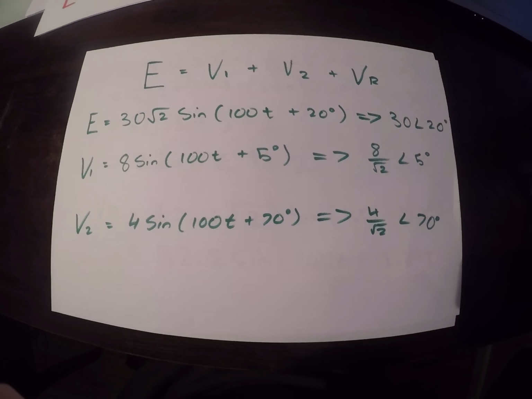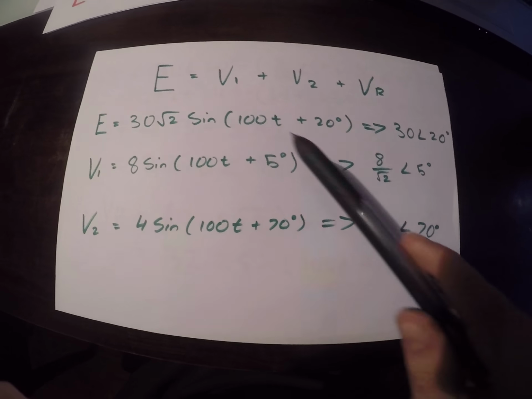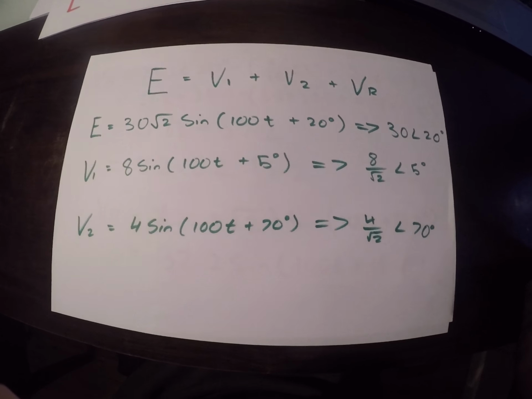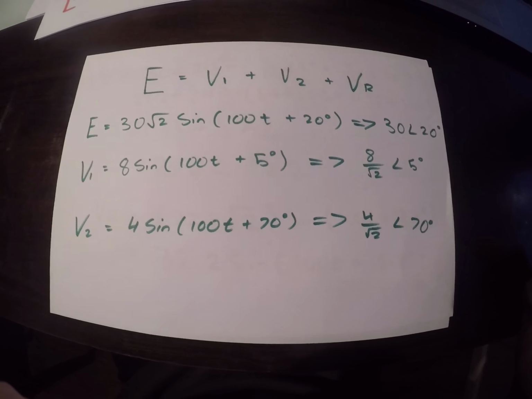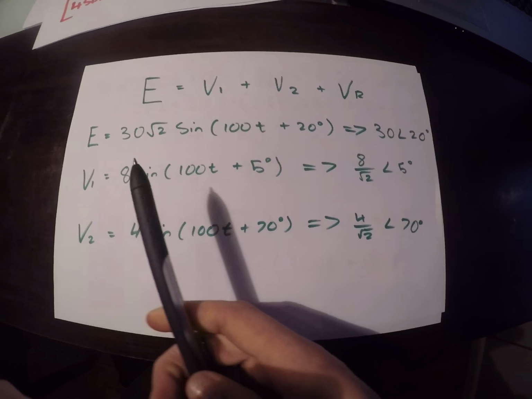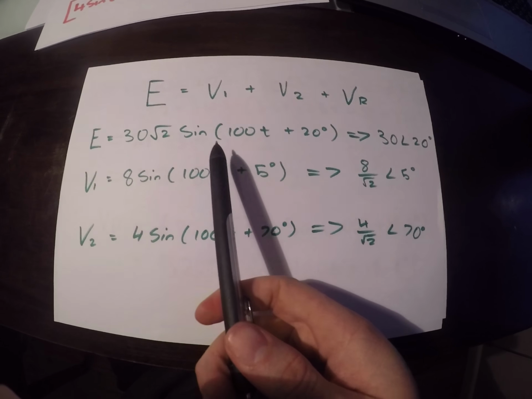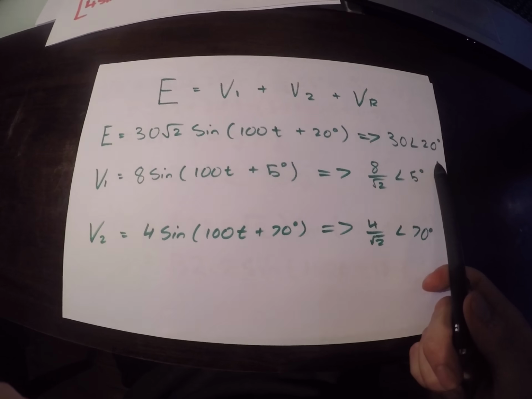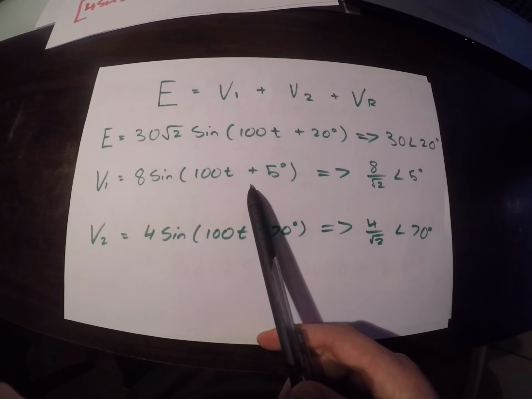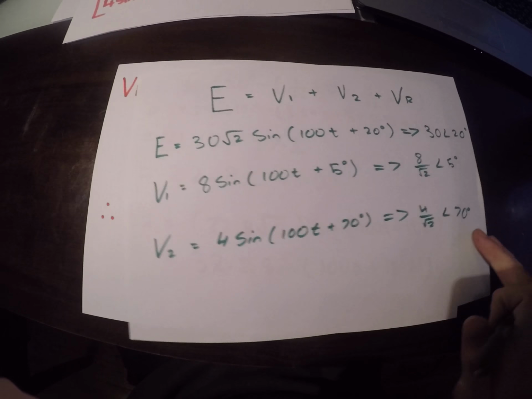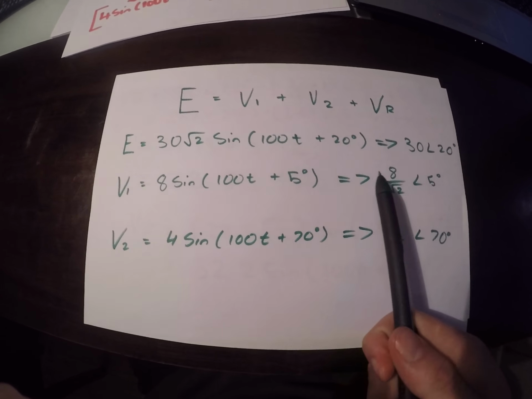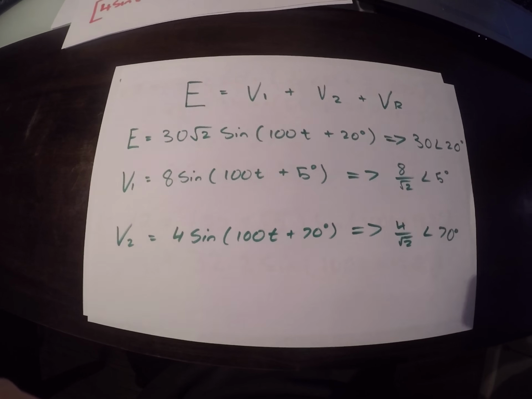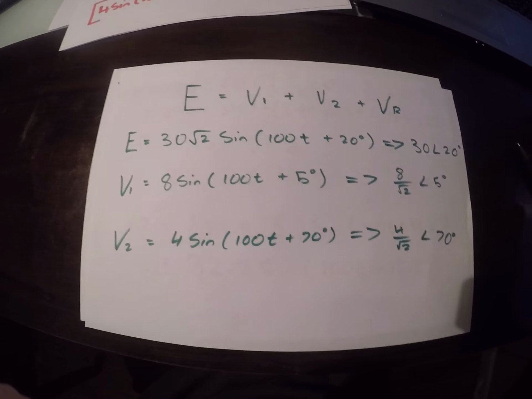First, you have to convert them into polar form. So we know this equation: the voltage source will be equal to V1 plus V2 plus VR, but we have to convert them into polar form first. So you've got E equals 30 root 2 sine 100t plus 20 degrees. You can convert that into 30 angle 20 degrees. You can use the same method to convert these two voltage equations into polar form, just by dividing the amplitude by root 2 and then having the angle at the end.